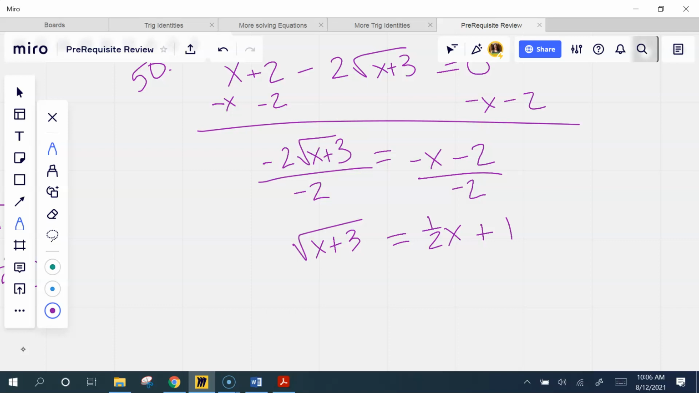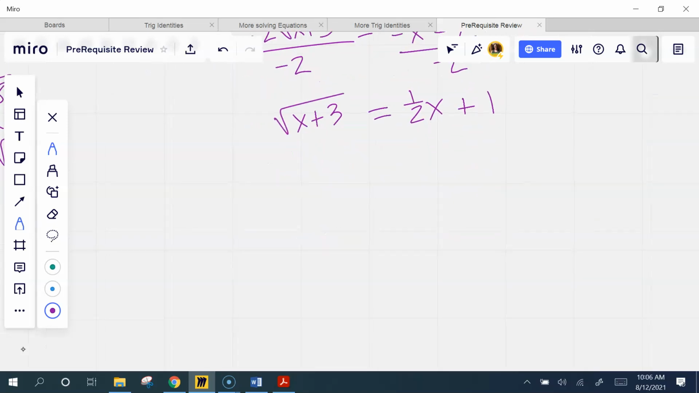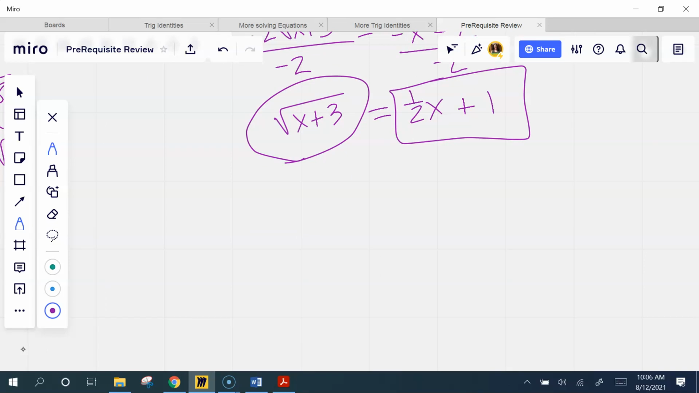At this point, I would look at this and say, you know what? If I square both sides, I'm going to be foiling out with a fraction, and it's going to get nasty fast. I would stop here and go, you know what? I think I'm going to graph this, and then graph this, and find where they intersect. And they're easy graphs if you put them on your calculator.